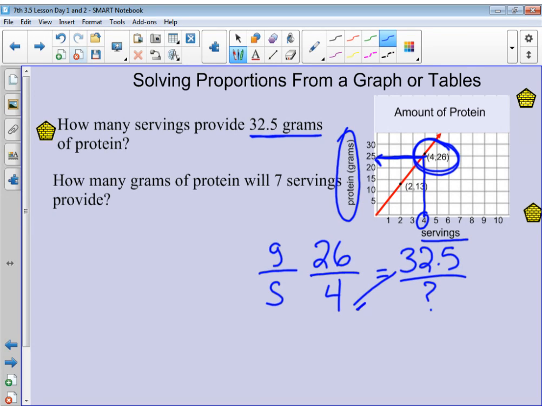So we're going to cross multiply, divide. So pull my calculator back out. 32.5 times 4. Divide that by 26. And we could have also figured out grams of protein per serving. So I just found out that it's going to be 5 servings here.